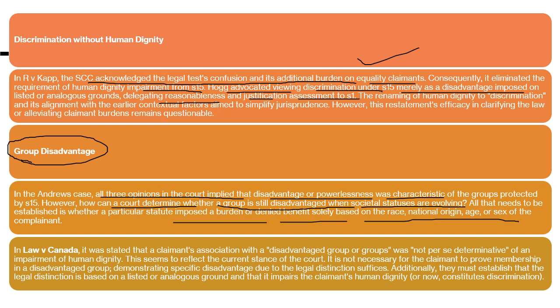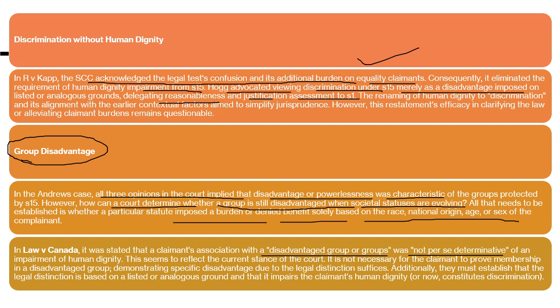Then in Law versus Canada, it was stated that a claimant's association with a disadvantaged group or groups was not per se determinative of an impairment of human dignity. If you are saying that a particular person comes from some indigenous category, that does not mean that all indigenous people face an equality right issue. So it is a person-to-person thing.